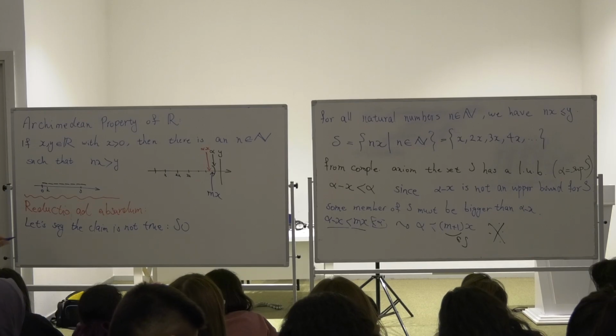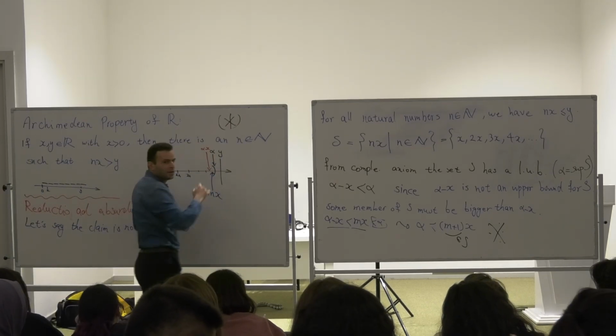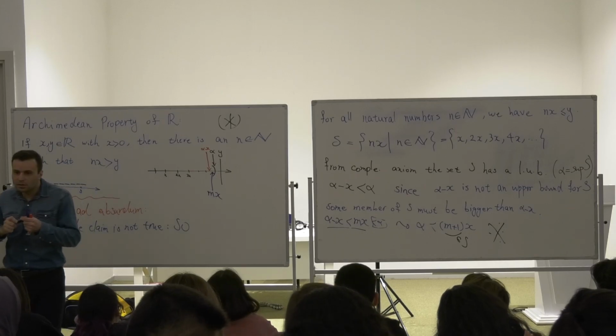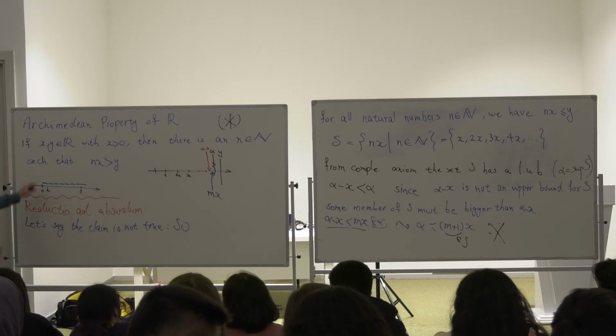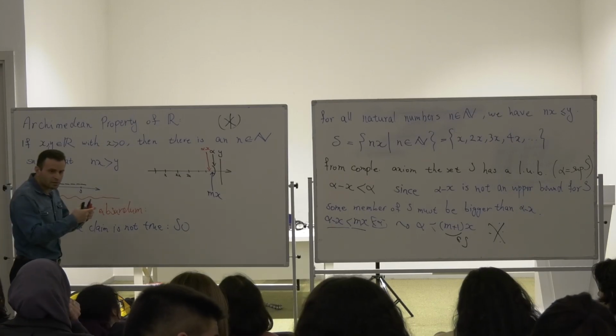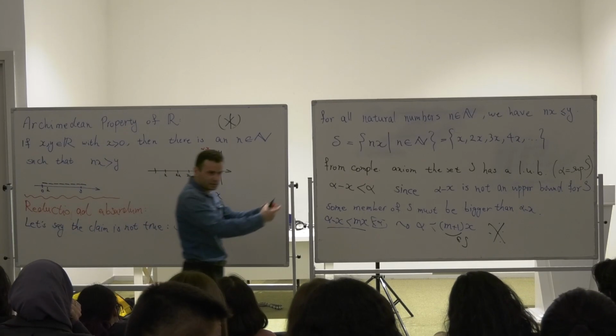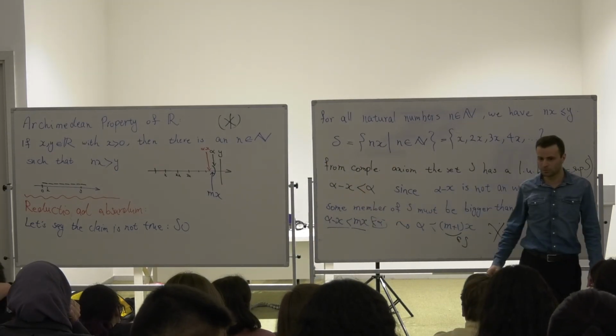This is a very important property of real numbers. When we are talking about limits, we are going to use this property. So please keep this in mind, that there is this kind of property. Whenever we have a positive number, we can add it to itself so much that we can pass any real number that we desire. Good?